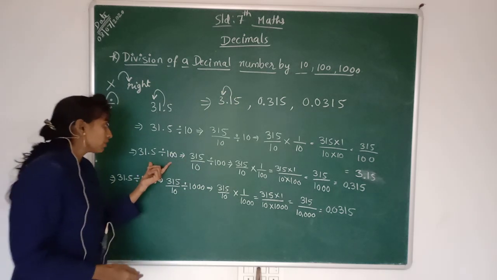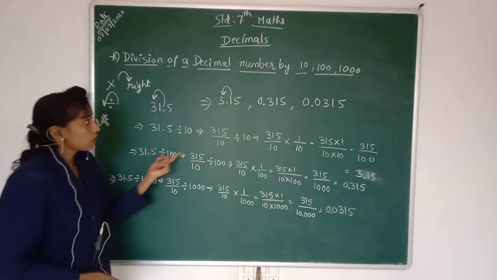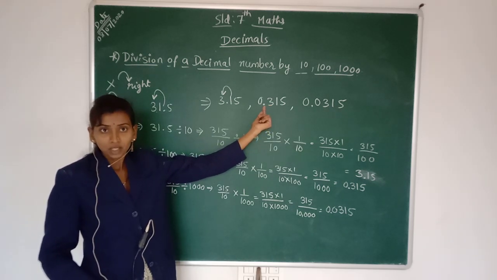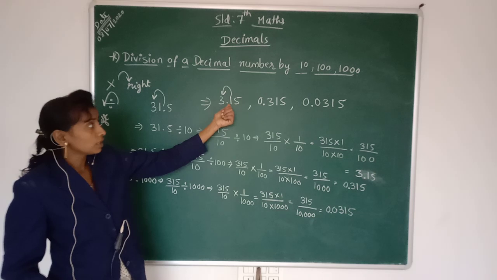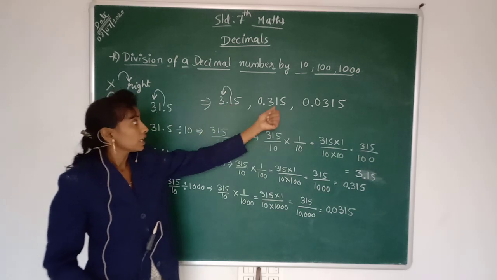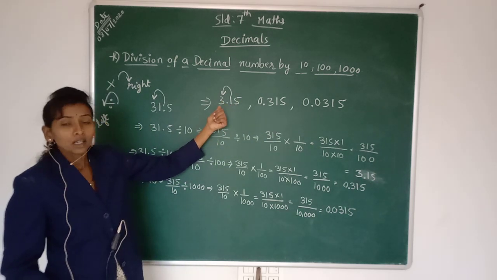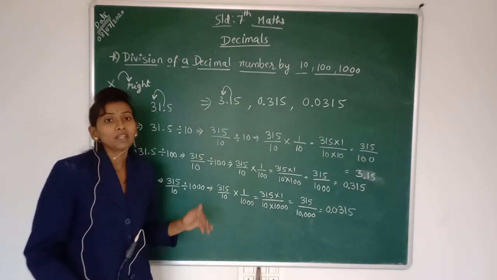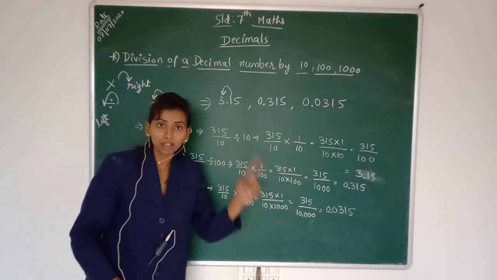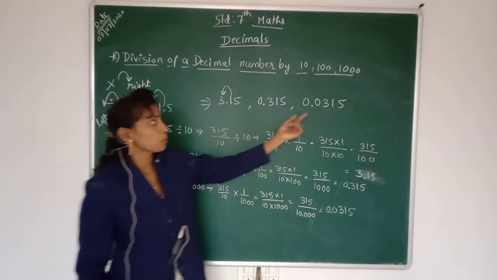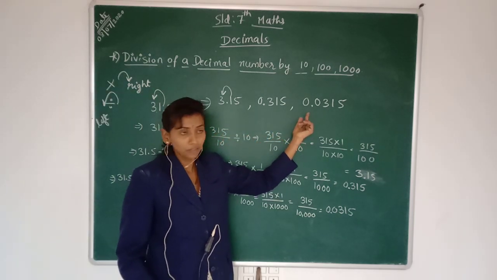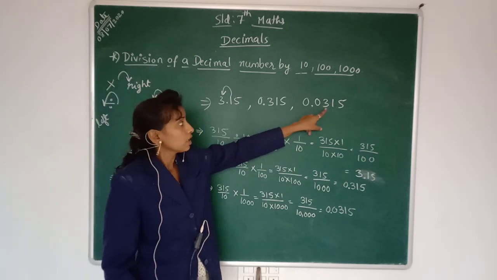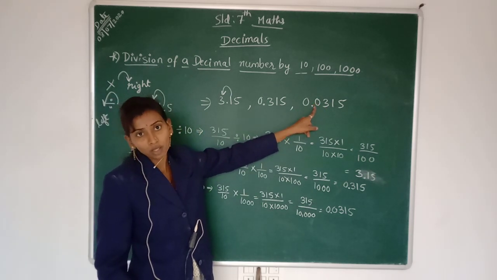Again, when you divide by 100, see what will happen. The decimal point moves towards the left. Here the decimal point was after 1, and now in the next place it comes after 3. Again when you divide the same number by 1000, the decimal point moves towards the left. See, after 3 here we have the decimal point. Again, after 0 we have the decimal point.